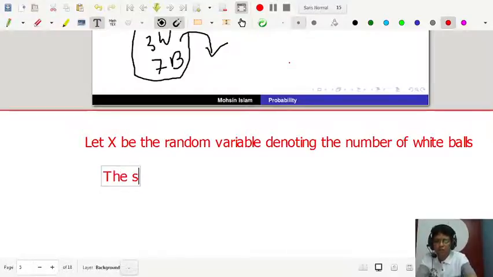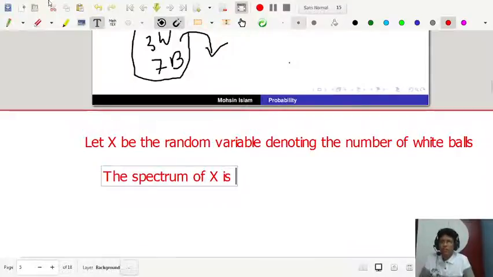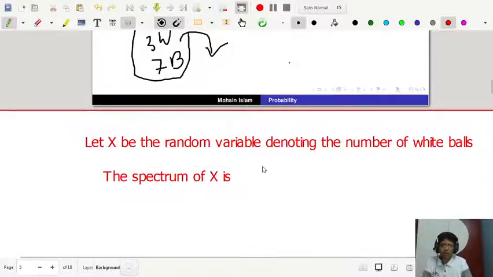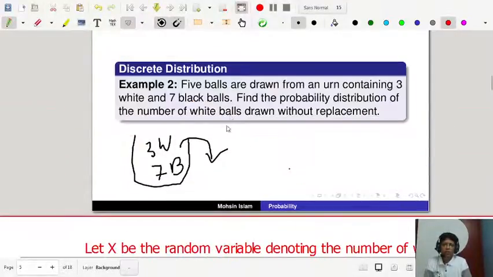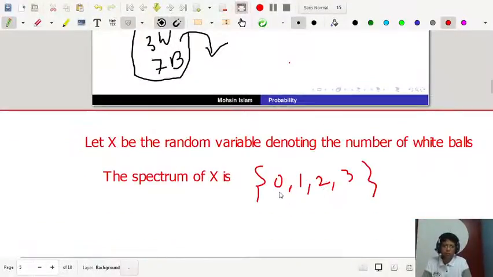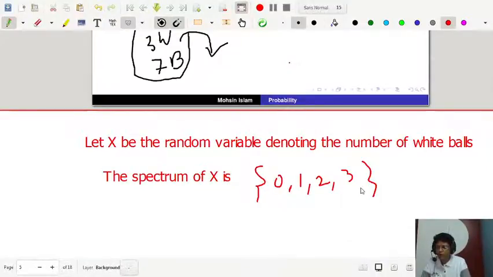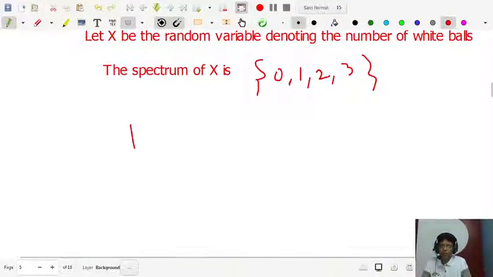These two things are very important in discrete distribution. In all the distributions you have to write the spectrum of x. Spectrum is 0, 1, 2 and 3, because the maximum number of white balls is 3. Okay, now let us calculate probability of x equal to 0.